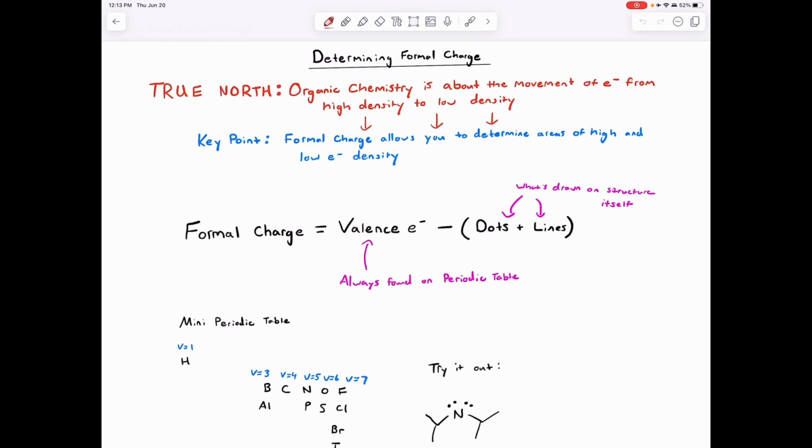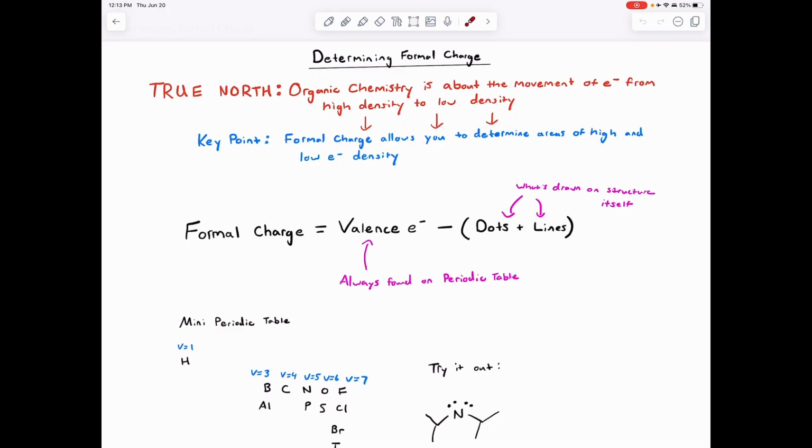Let's start on our third big foundational piece, what you should have ready going into OChem 1 on day 1. And it is the determination of formal charge. And most likely you did this in Gen Chem at some point. You learned how to determine formal charge in Gen Chem.